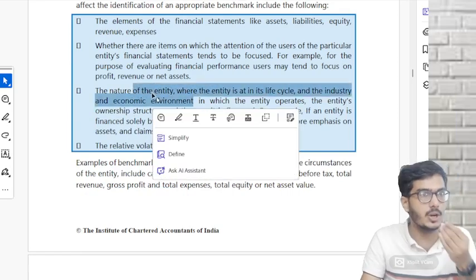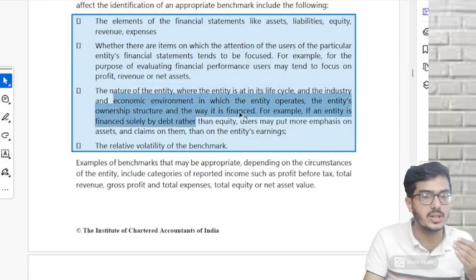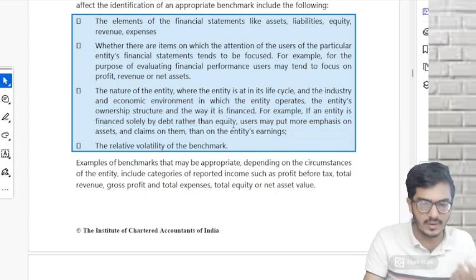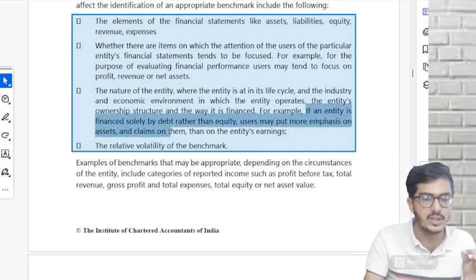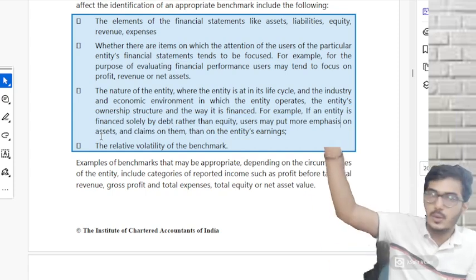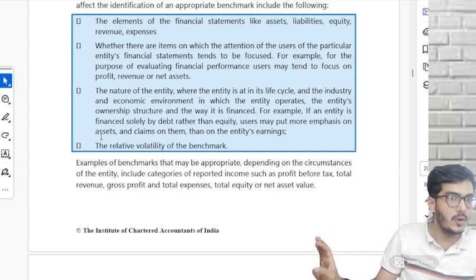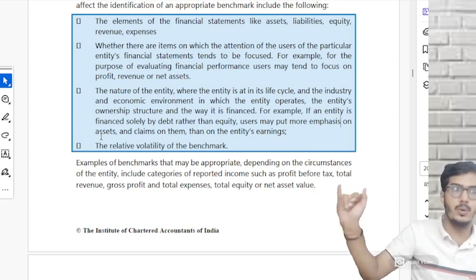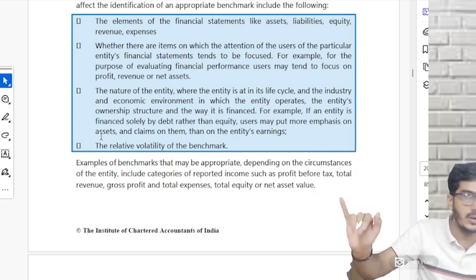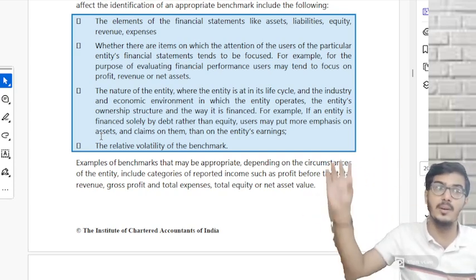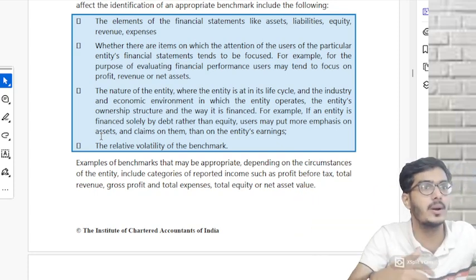What is the third one? The nature of the entity or how it is structured. Structured means an entity can be financed either in equity or it can be on debt. So they have given the same example. If an entity is financed solely by debt rather than equity, then users will put more emphasis on the assets. If there is too much of liabilities on the company, as a user, you will focus more on the asset part. Why? Because tomorrow if something happens to the company, do you have that much of assets to sell and discharge your liabilities? So users' focus will be more on the assets. Take assets as a benchmark.